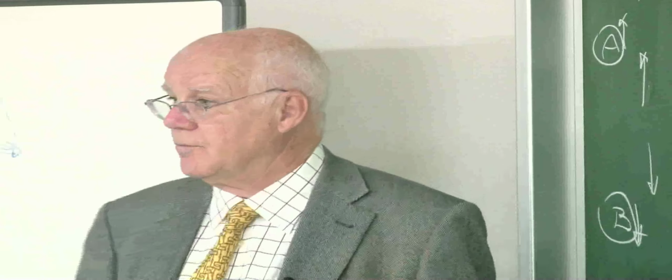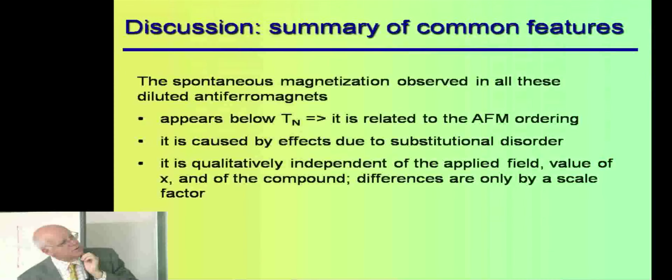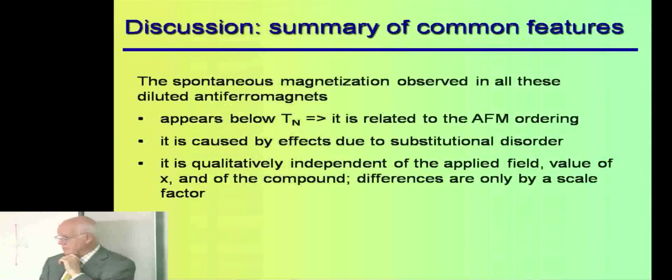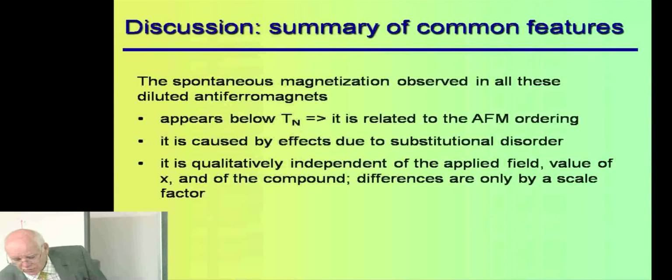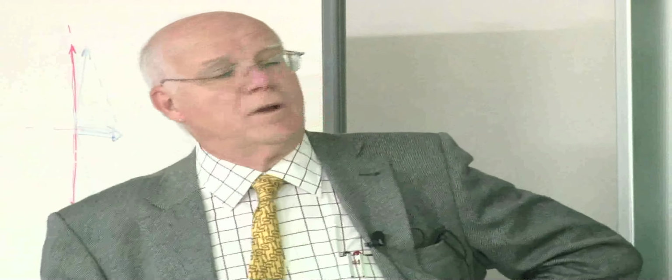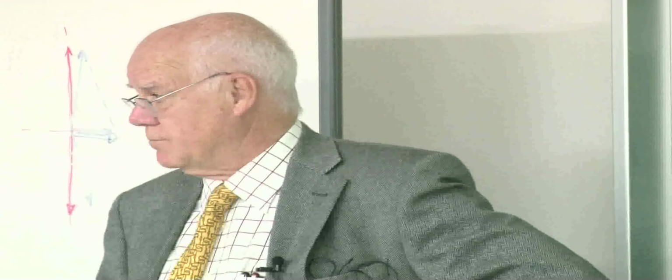To the summary. Spontaneous magnetization appears below Tn. It is related to the antiferromagnetic origin. It is caused by effects due to substitutional disorder, and it is qualitatively independent of the applied field value, of X, and of the compound. The differences are only by a scale factor. These are the facts we have observed. Possible, well, we have to understand it.